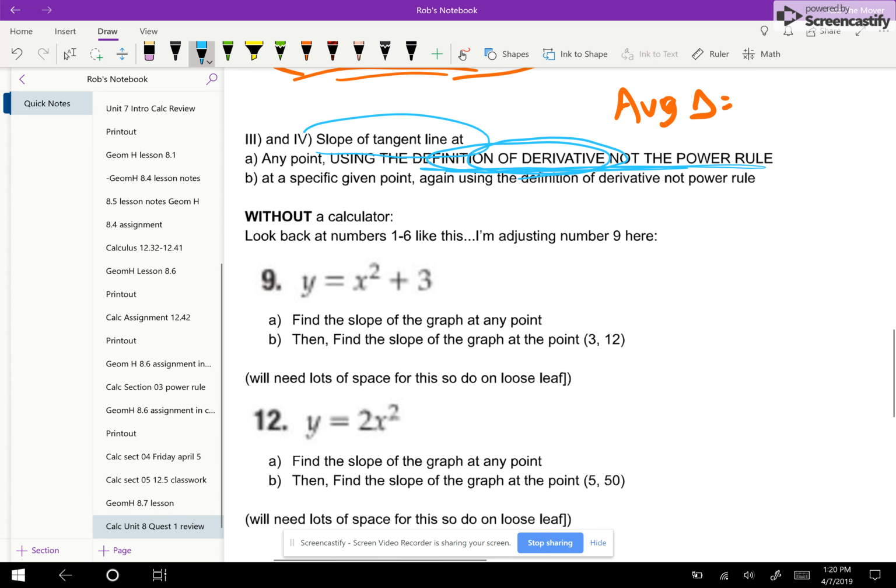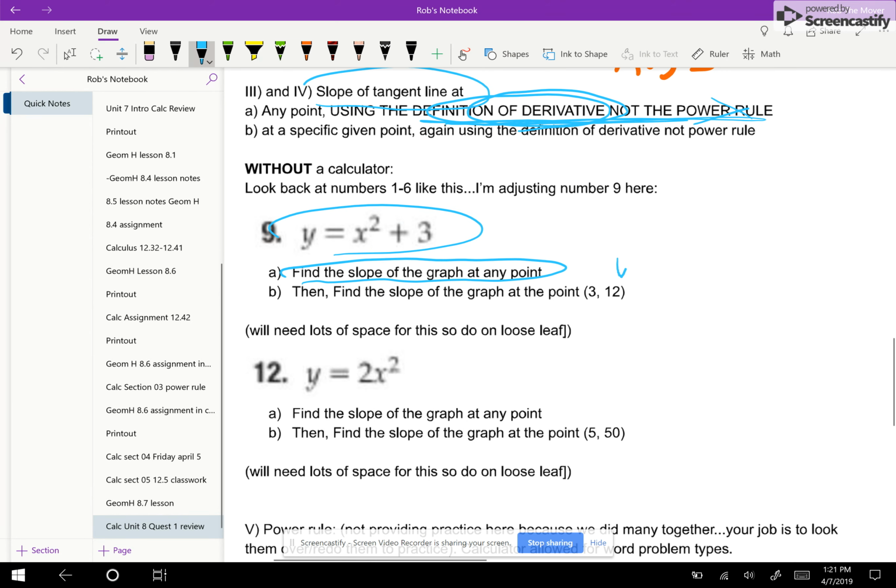Now, finding the derivative using the definition, not the power rule. Okay, that means you're actually going to use that complicated formula. Now, we did a number of these in class. You did a number of them on homework where you had to actually plug in the point. But this one, we're actually focusing on what we did in class because we want to find the slope of the graph at any point. So this is where we use the complicated equation.